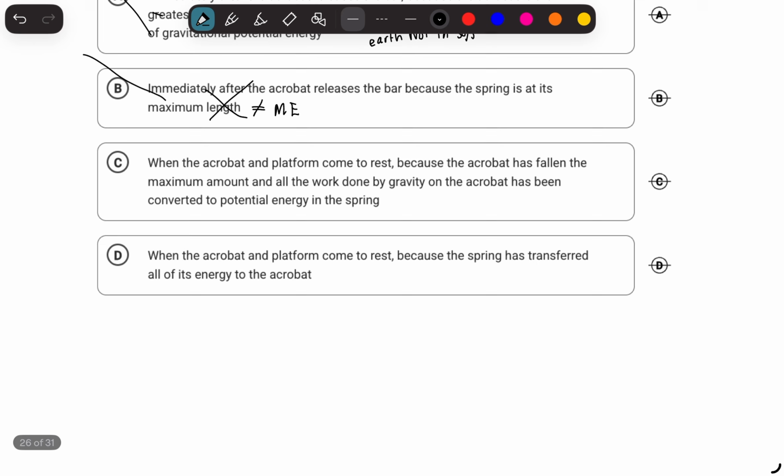When the acrobat and the platform come to rest, because the acrobat has fallen the maximum amount and all its work done by gravity on the acrobat has been converted into potential energy in the spring. Yes, because when you're at the maximum compression, the acrobat has fallen the greatest distance, meaning that the gravity has done the maximum amount of work on the system because it can't be compressed any further. So that means, yes, that's when your mechanical energy is the largest. So that's going to be C.